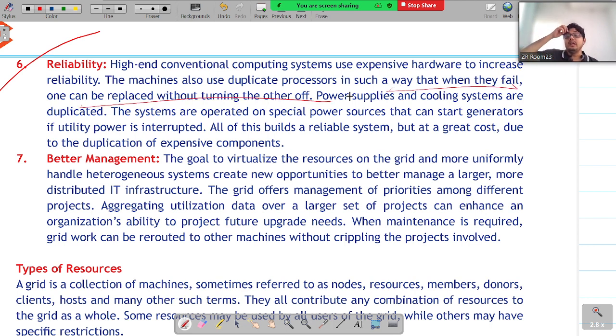Power supplies and cooling systems are also duplicated. The systems are operated on a special power source that can start a generator if utility power is interrupted. All this builds a reliable system but at a great cost due to duplication of expensive components. Now listen, what does it mean? Listen here properly.